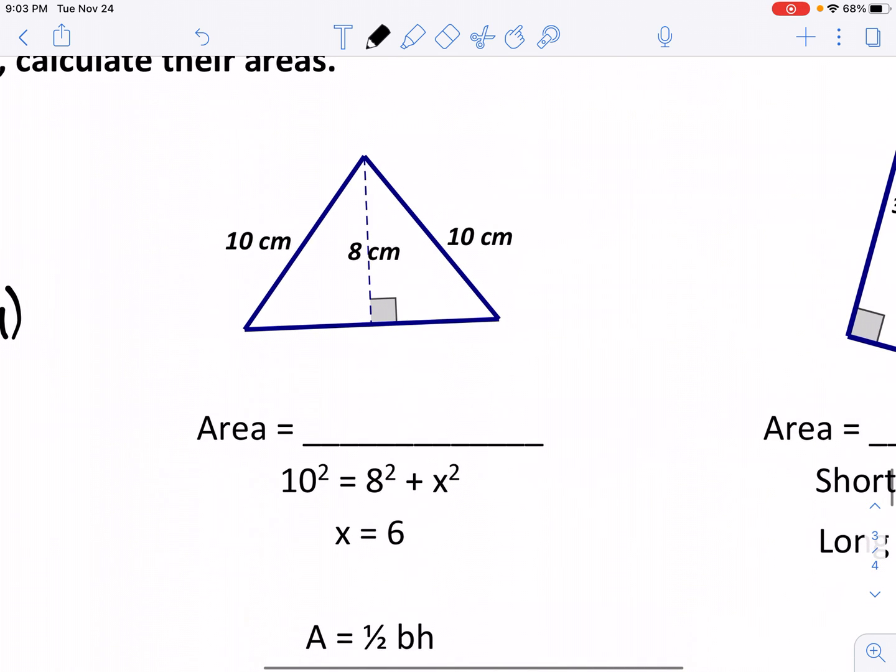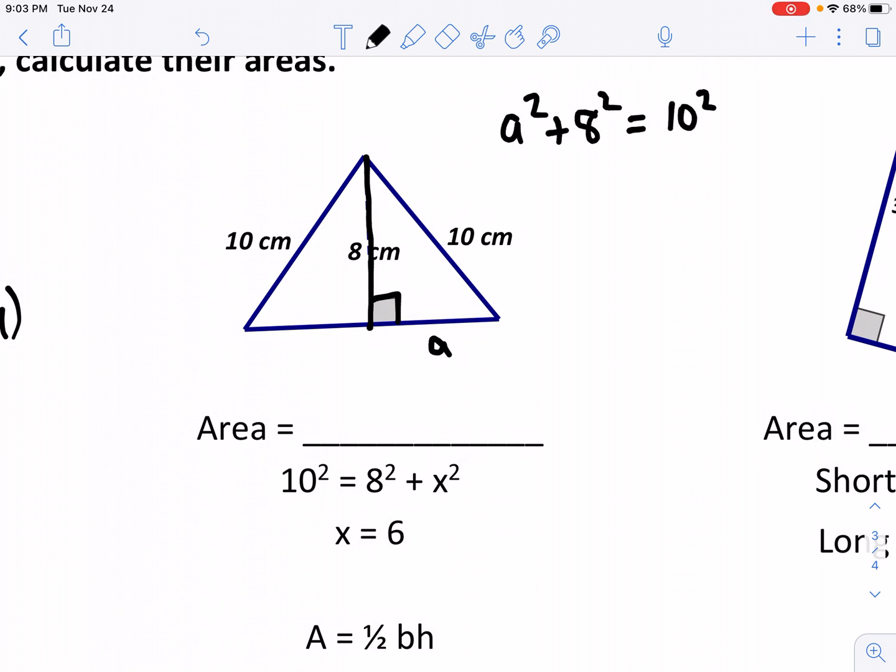And then in this example, notice they don't give us the base, but they do give us the height, which is perpendicular to our base. However, it is nice, though. This is a right triangle, and they give us the hypotenuse of that triangle. So we can find this missing side. If I let this be a, then I'd have a squared plus 8 squared equals 10 squared. And then I can find my missing side a.